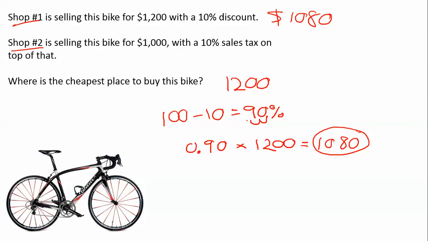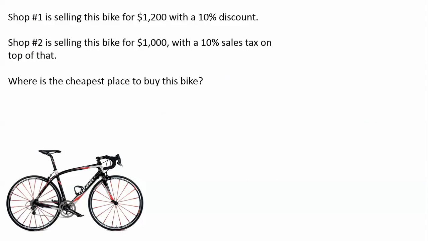Okay, shop 2. I'm actually going to go to a new slide for this, so I've got a bit of working space. So that's $1,000, but I've got to pay 10% on top. So I'm paying the 100, but instead of taking a percentage off, I'm actually adding a percent.